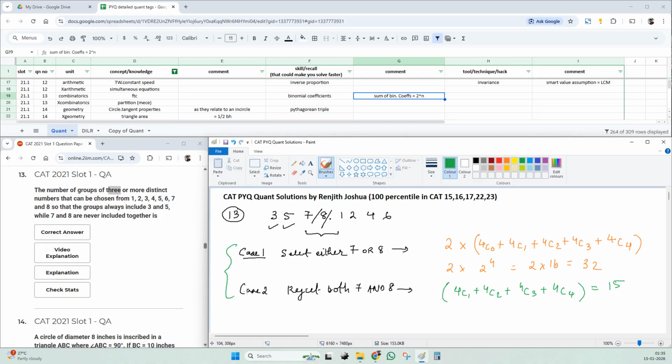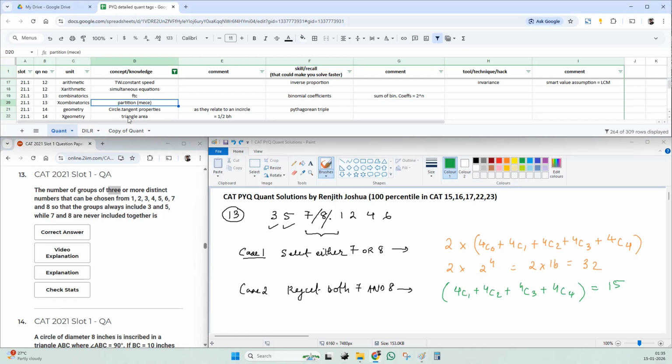So this case 1 and case 2 together account for all the possibilities. These two cases are mutually exclusive and collectively exhaustive. That is why partition is relevant. And then for calculating case 1, we had two independent steps there.